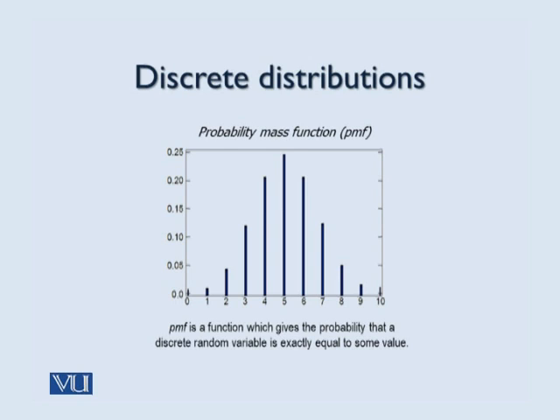For example, the probability of taking the exact value of 5 is 0.25. As you can see on the slide, you can also see for the other outcomes. So this is how we specify discrete distributions.